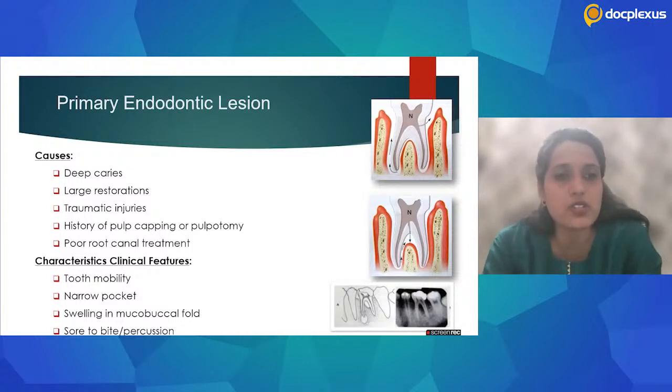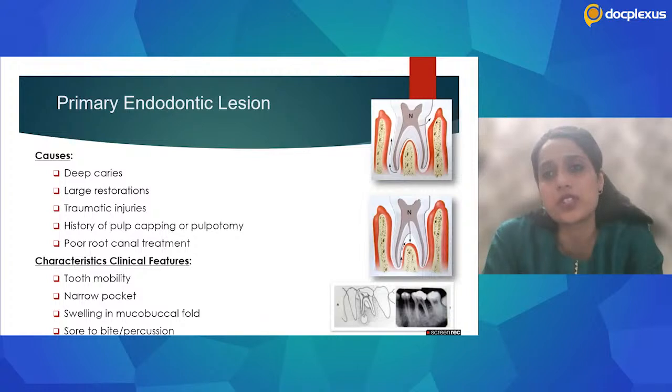Primary endodontic lesion will be primary endo. We all know caries or restorations or any treatment done on the tooth will be involved. So the causes will be caries, large restoration, traumatic injuries, pulp capping, poor root canal treatment, under obturation, over obturation, too many things. What all will be the characteristics? How will you justify that it's an endodontic lesion? So the characteristic features we'll see, we have discussed.